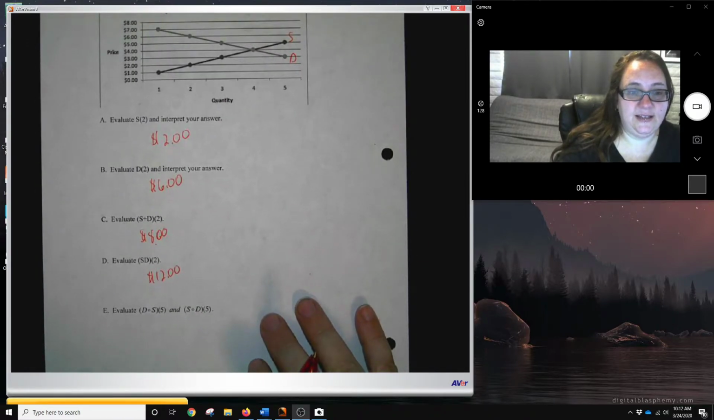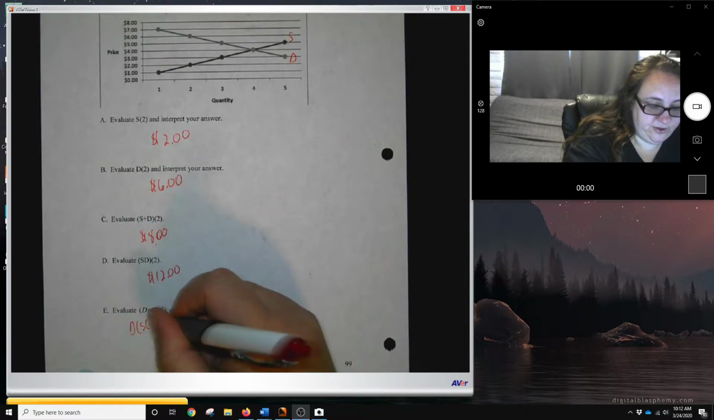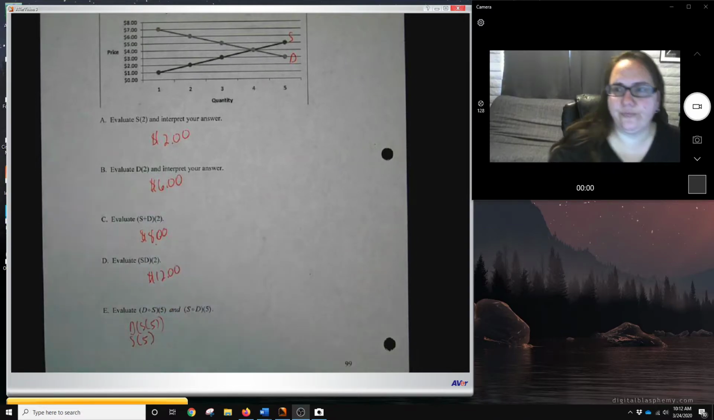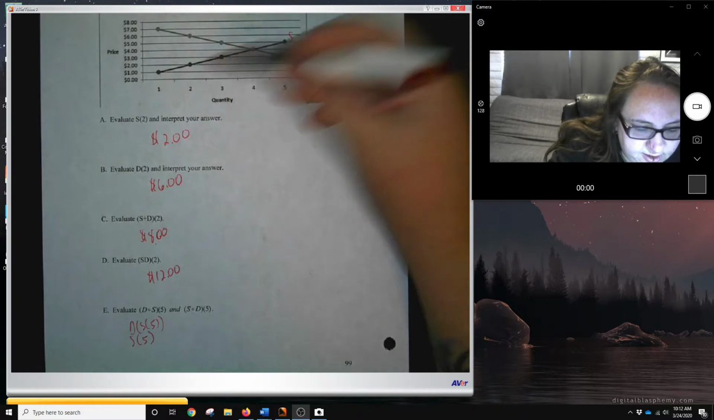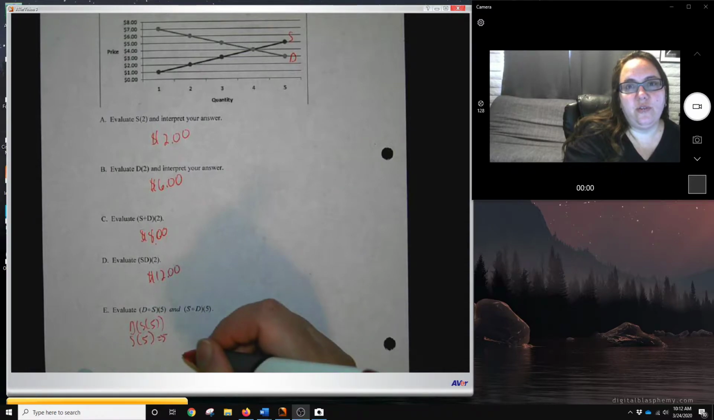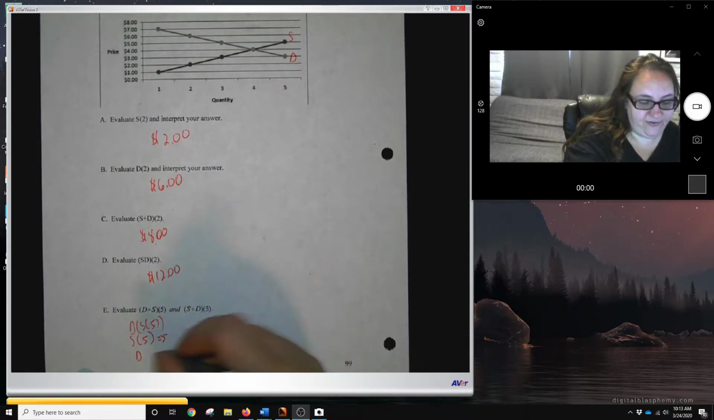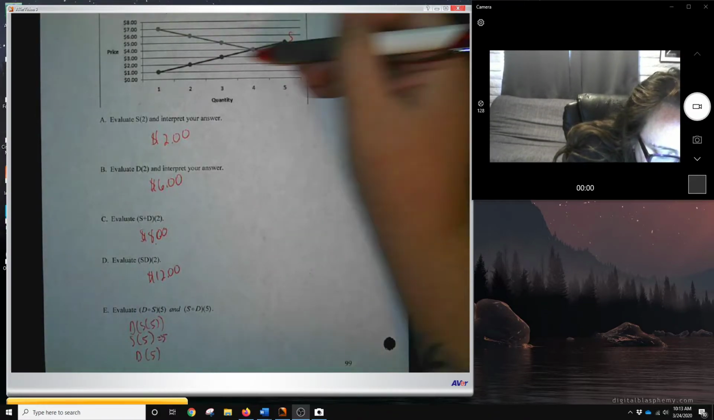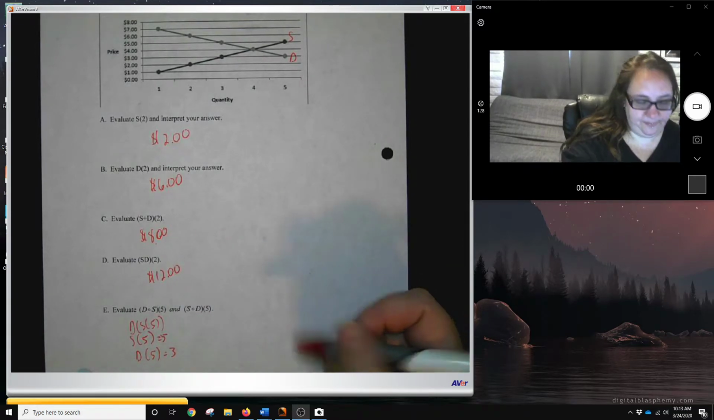And then D of S of 5. Well, first we need to know S of 5. So S of 5 is 5. So then that means the D of S of 5 is the same as D of 5, since S of 5 is 5. So D of 5 is 3. So that means D of S of 5 is 3.